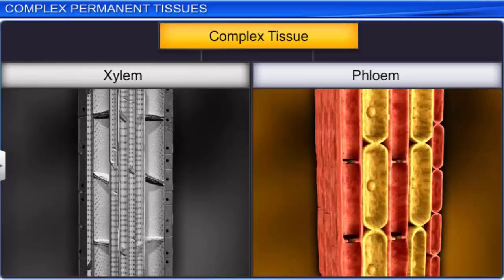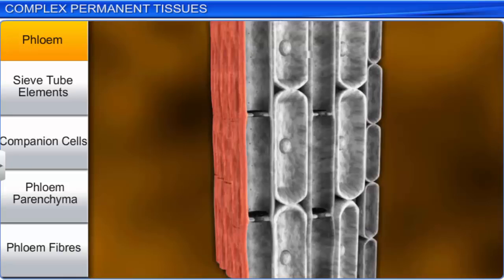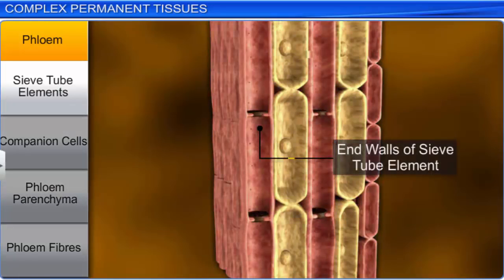The second complex permanent tissue that transports food materials from the leaves to the other parts is known as phloem. In angiosperms, the phloem consists of sieve tube elements, companion cells, phloem parenchyma, and phloem fibers. Sieve tube elements are tube-like structures that are arranged in a longitudinal manner. They are closely associated with companion cells, which are parenchymatous in nature. The end walls of sieve tube elements are perforated in a sieve-like manner and form sieve plates.